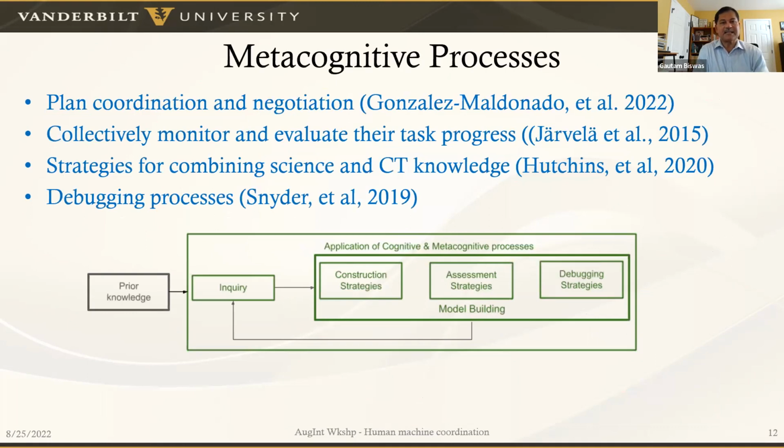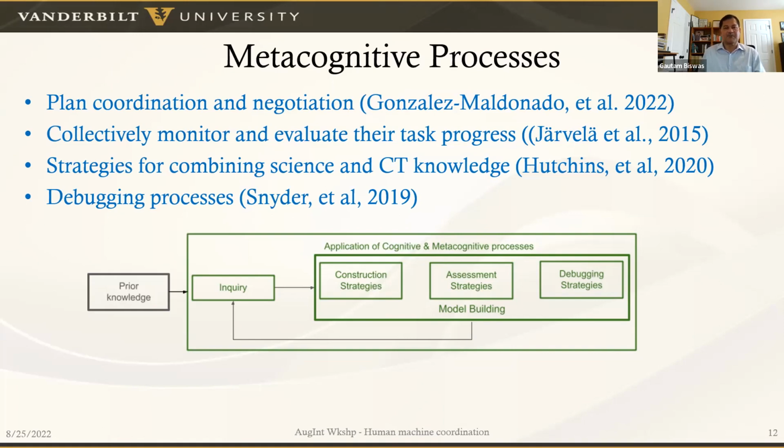And then the third one is this notion of shared regulation. In this case, we've looked at joint metacognitive processes. How do they coordinate? How do they plan to coordinate? What negotiation do they come up with to come up with a joint plan for solving a particular problem? How do they collectively monitor and evaluate how they're making progress in their tasks? And then we are looking at strategies they're using during model construction, which is combining their science and CT knowledge, as well as debugging processes.